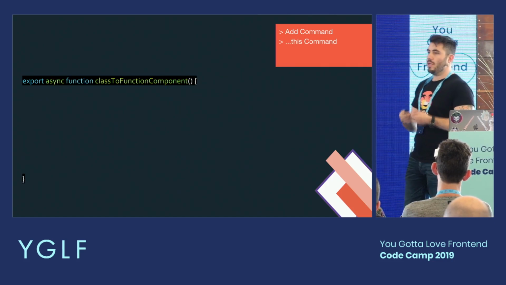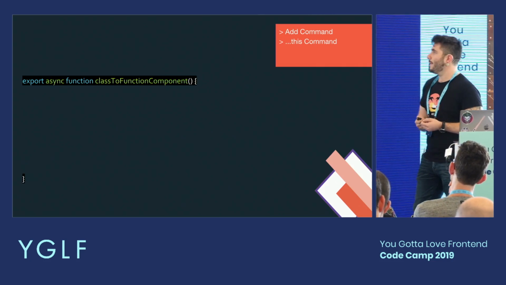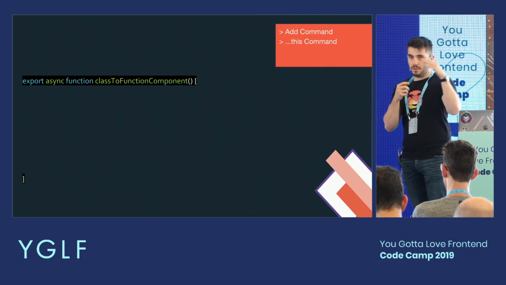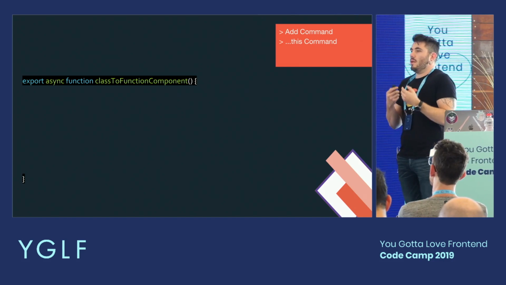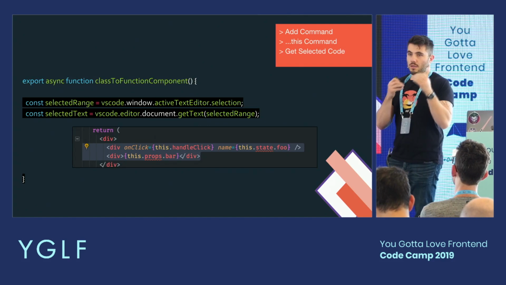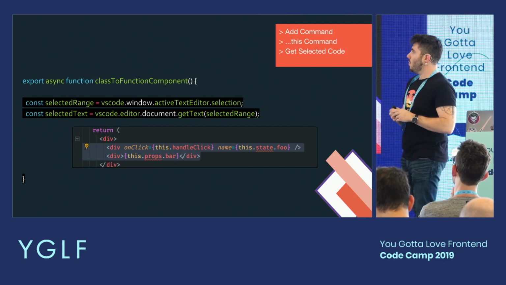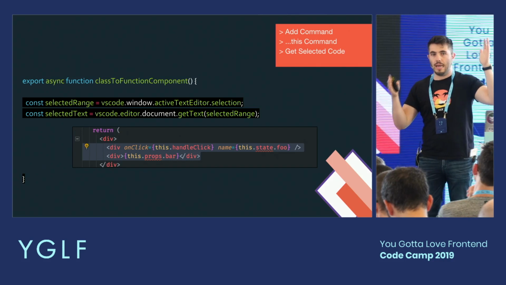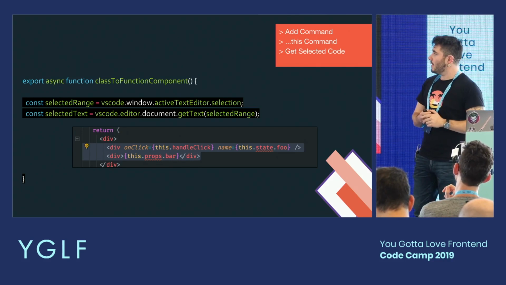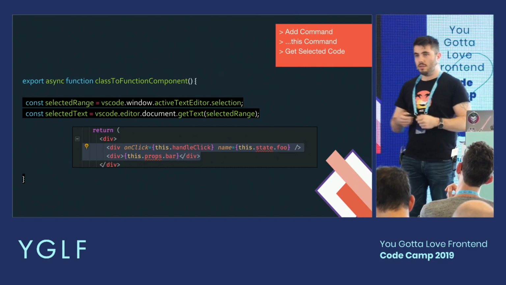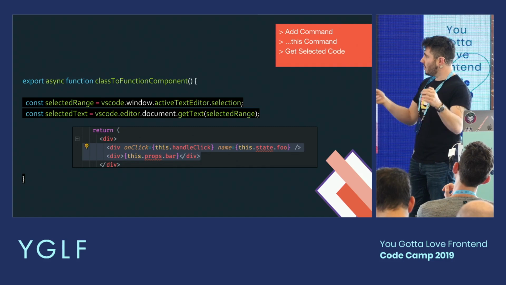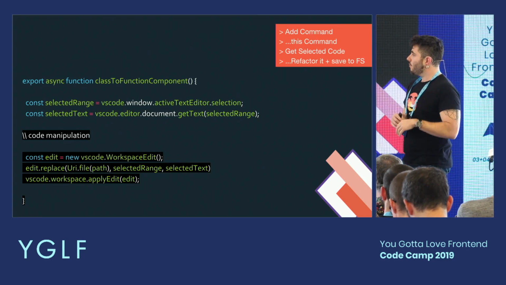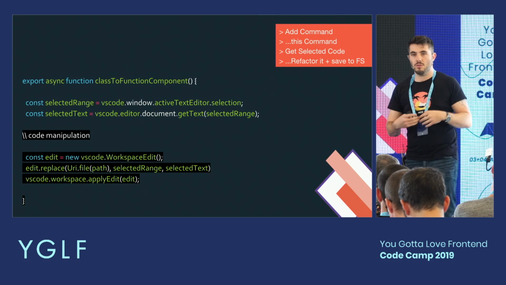So now let's actually implement the refactoring itself. If you remember, it all starts by the user selecting the code he would like to refactor, which means that the first step we need to do is get the selected text. Again, we will be using the VS Code API, and we will first get the selection range, the columns and the lines the user has selected, and we would then extract the text located within that range. Then we would perform the code manipulation itself. We will talk about it later. And finally, we will persist our changes to disk.